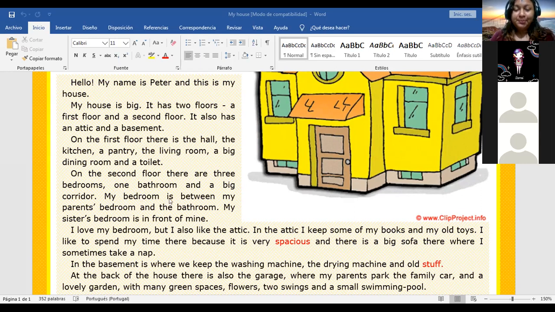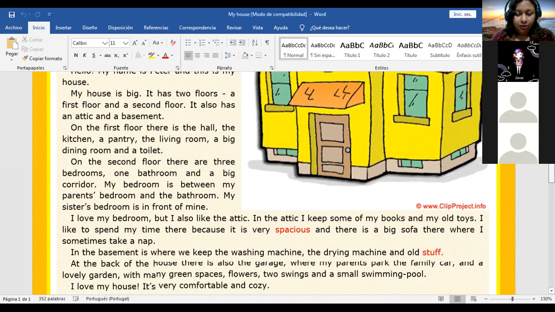My bedroom is between my parents' bedroom and the bathroom. My sister's bedroom is in front of mine. Okay. I love my bedroom.